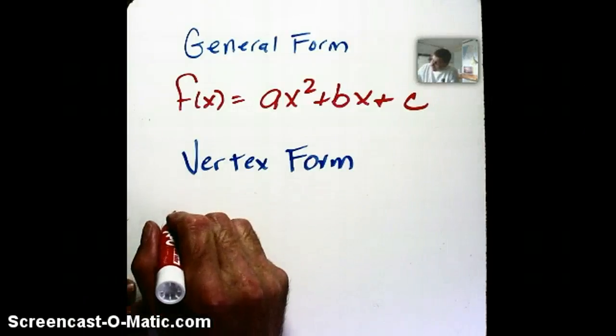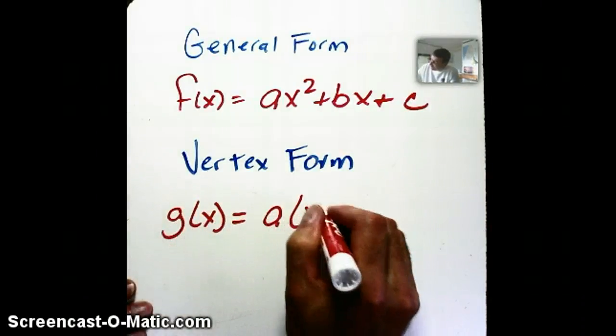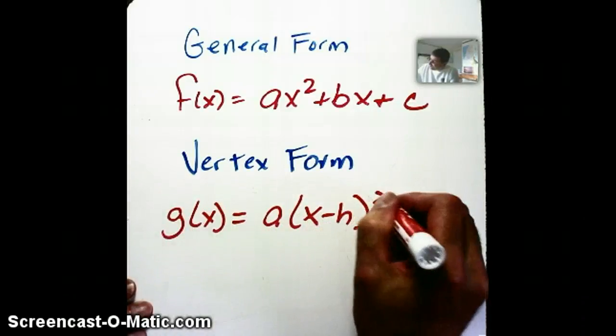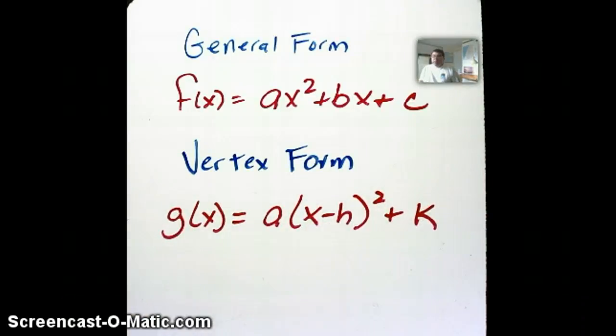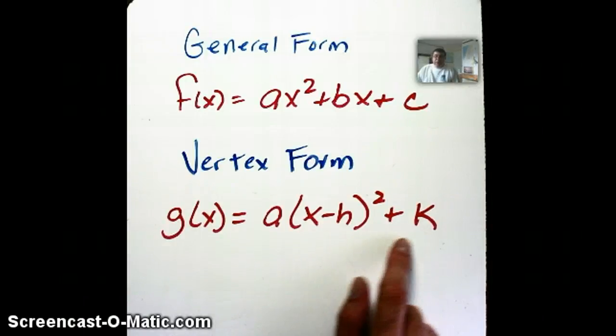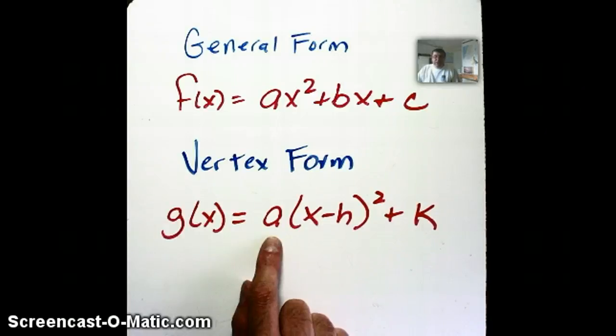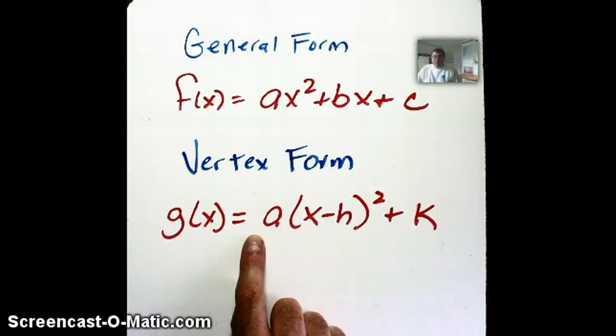Vertex form looks like this. I'll call it g of x, okay? Now, this should look familiar to you. This is the form of a quadratic that has certain key information in it. You may remember the h moves it to the right and left. The k moves it up and down. The a makes it wider or more narrow. And the negative out in the front makes it normal or flipped over the x-axis.